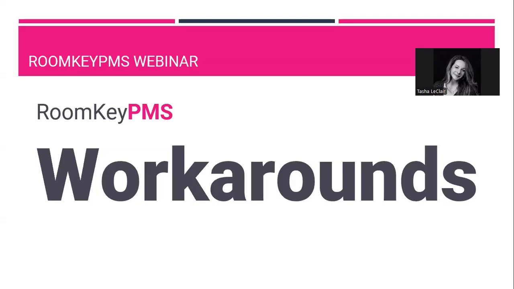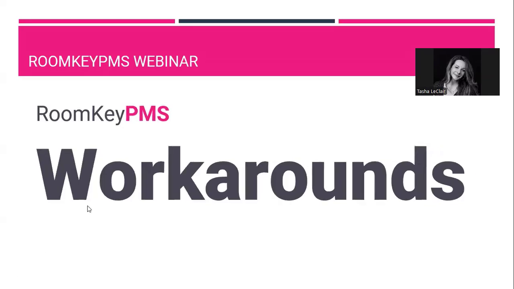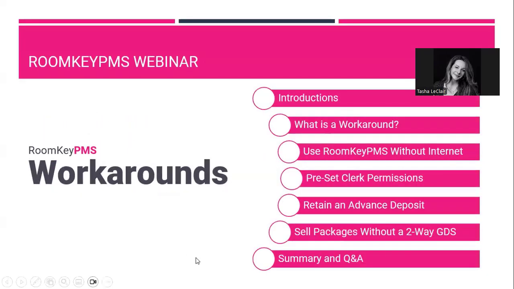Today, we are taking a look at workarounds. So let's take a look at the outline for today's webinar presentation. We'll start with some introductions, then we'll define a workaround as we see it for today's purposes. We'll look at a couple of topics here under that workaround definition. We'll include how to use RoomKey without internet, how to preset clerk permissions, how to retain an advance deposit for prepaid reservations, and how to sell packages without a two-way GDS interface connection. And we'll wrap it all up with a summary and Q&A for today's presentation.